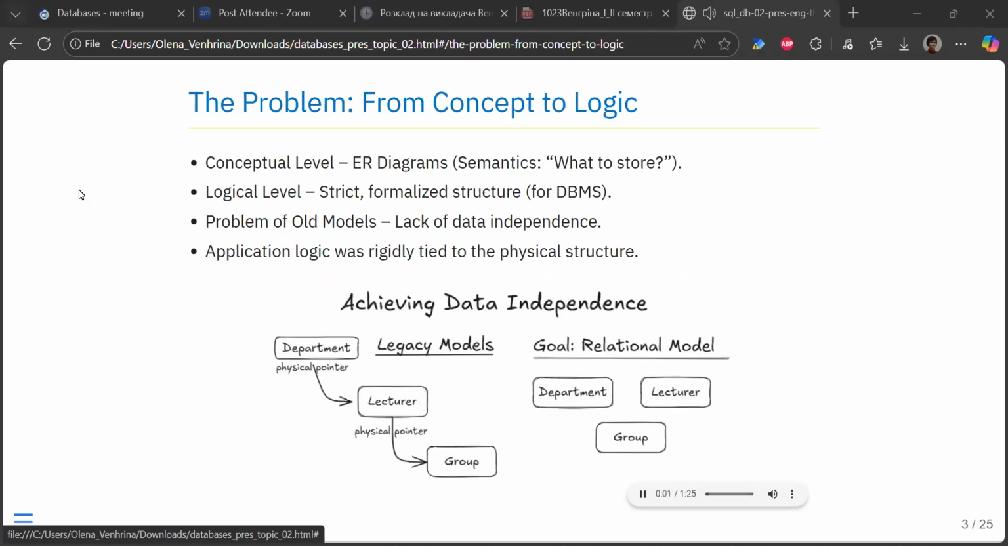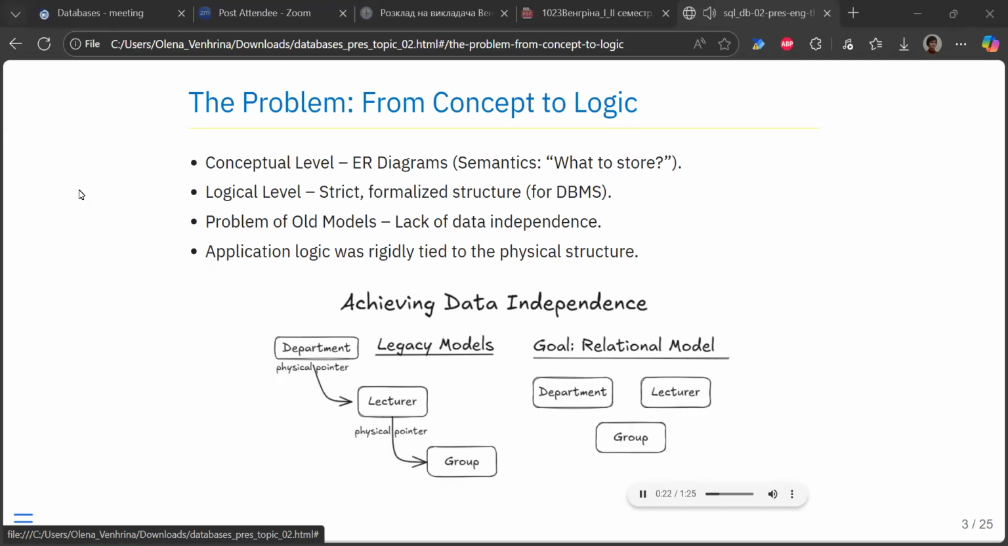So let's start where we left off last time. The first lecture was dedicated to the conceptual level. We captured the business requirements of our university in the form of diagrams, defining entities such as student or department, and the relationships between them. This was the semantic stage. We answered the question, what to store?